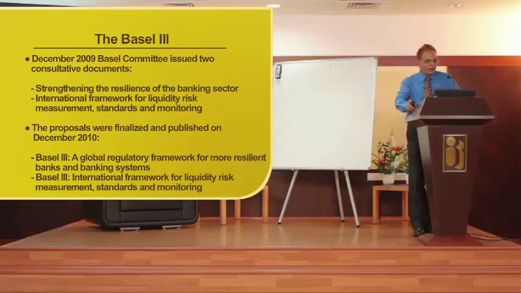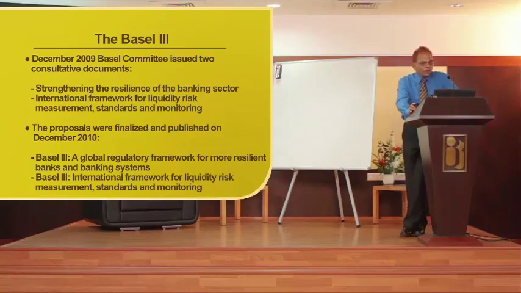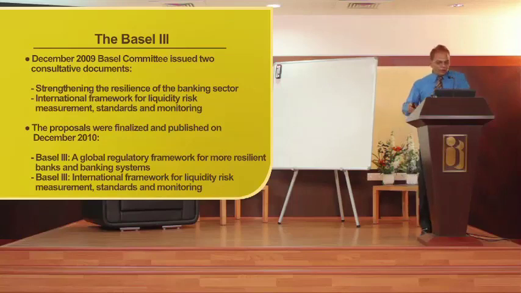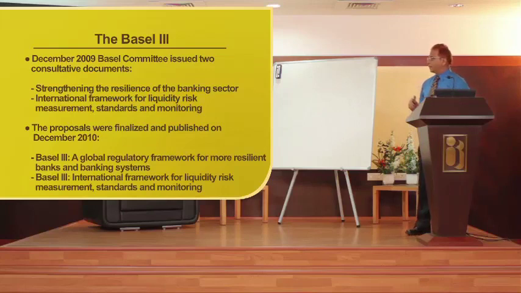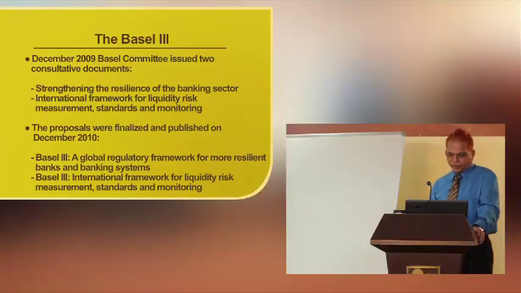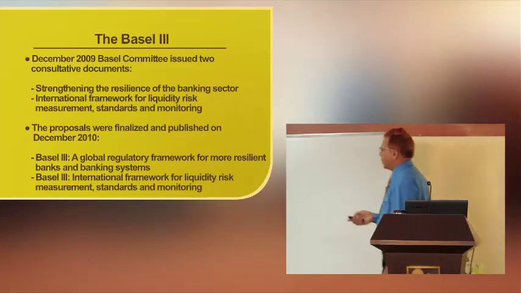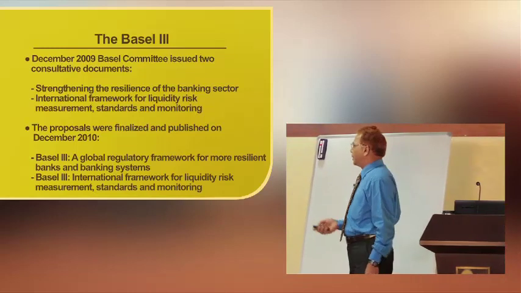So for Basel 3, in 2009 the Basel Committee issued two consultative documents. One is strengthening the resilience of the banking sector, and the other is the international framework for liquidity risk measurement, standards and monitoring. This was something the regulators did for the first time, maybe taking a cue from the crisis, that one of the reasons for the crisis was liquidity in the market. So Basel 3 basically aims at more resilient banks in the banking system, and an international framework for liquidity risk measurement, standards and monitoring.